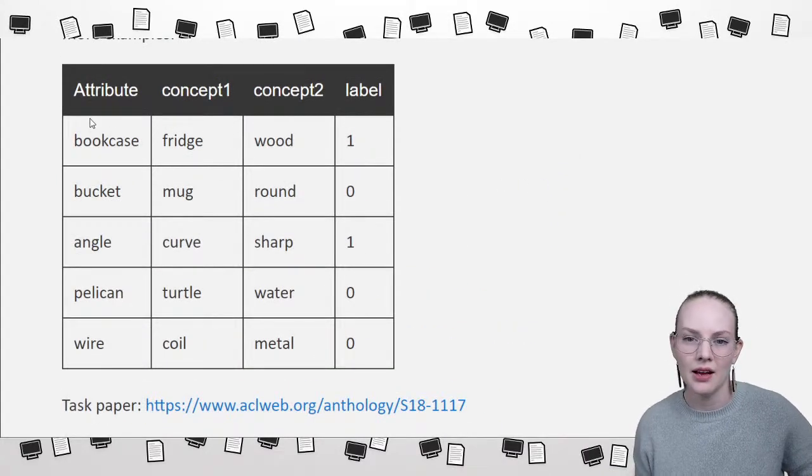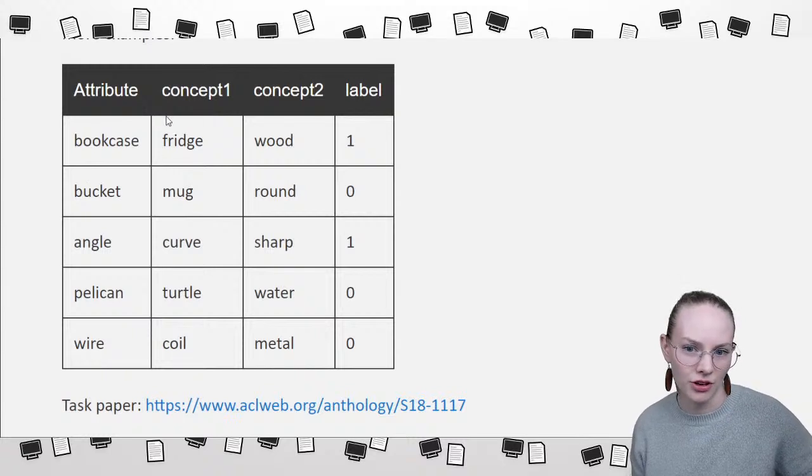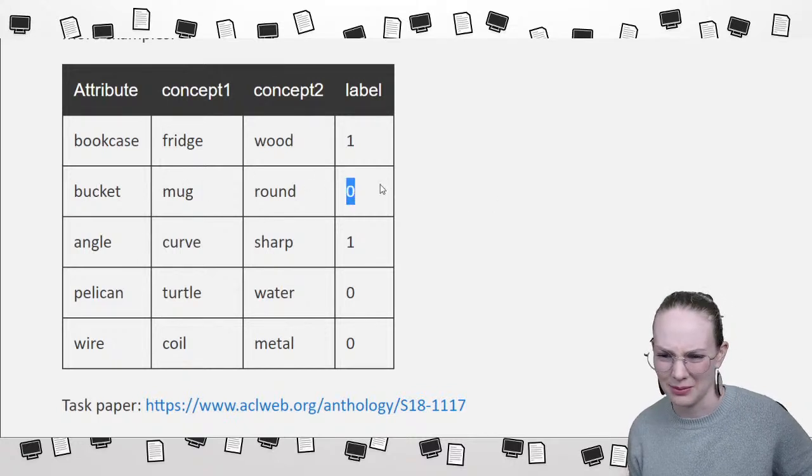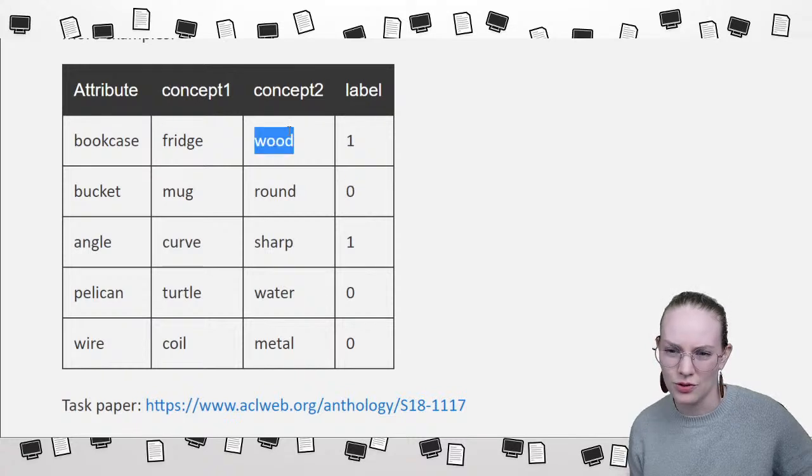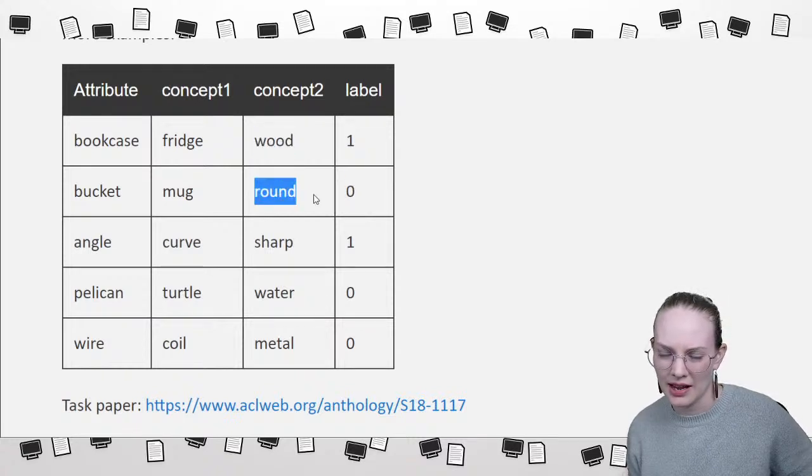Okay, so this is like a bookcase and a fridge are both pieces of furniture. A bookcase is made of wood. A bucket and mug both hold things, but buckets aren't round, I guess. I don't know what this label is for. Do they share this or not? No, not. Fridges wouldn't be made of wood. These are both round. Curves aren't sharp. These are both found near water. And these can both be made of metal.